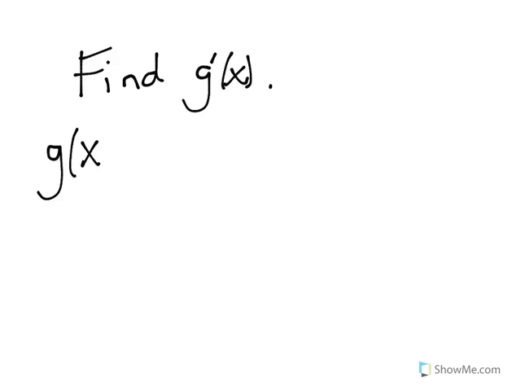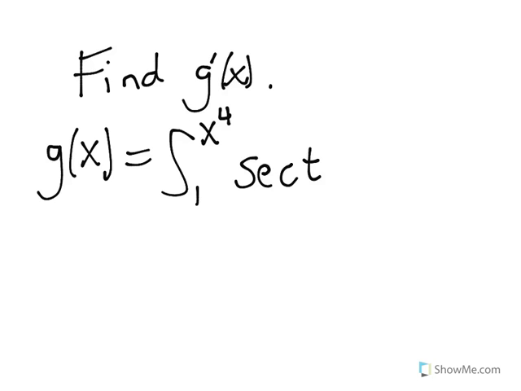Okay, so let me use this example. Let's say we have the same directions here. We're going to go ahead and find g prime of x. And in this case, we're going to say that g of x looks like the integral, I'm just using 1 as a nice easy bound every time, from 1 up to x to the 4th power of the secant of t dt.